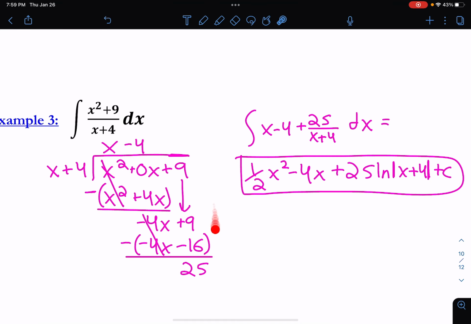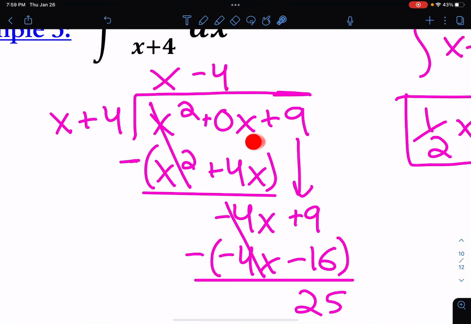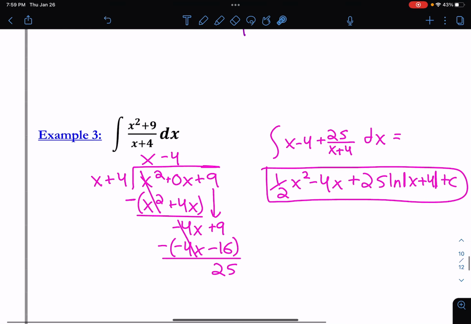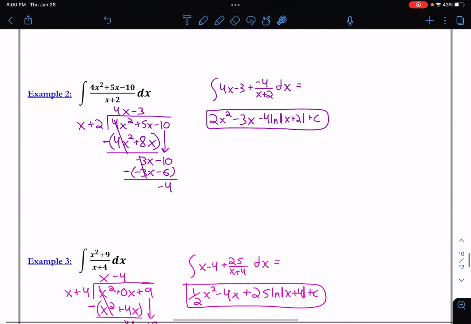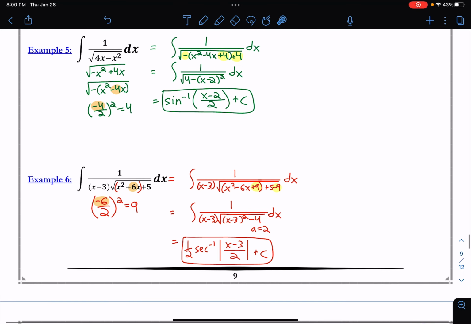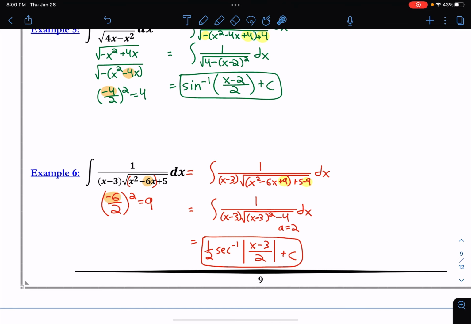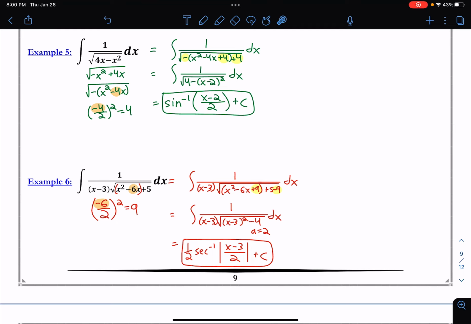Take your time with the long division, okay? Make sure you put in all your missing terms. That'll kind of help you organize your work here. But yeah, that's all we have. So a little bit of long division, and then a little bit of completing the square, combining with some inverse trig derivatives, or antiderivatives, excuse me. All right, and that's all we have for today.